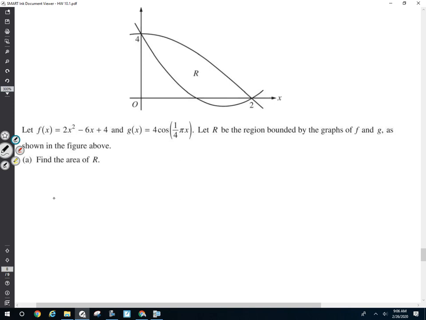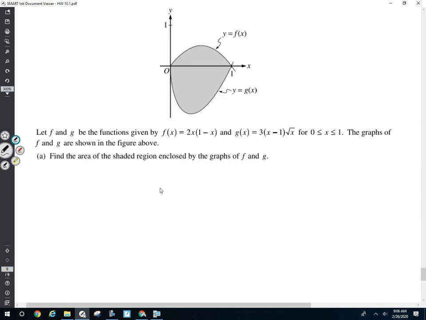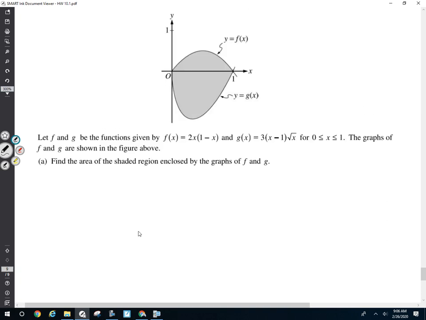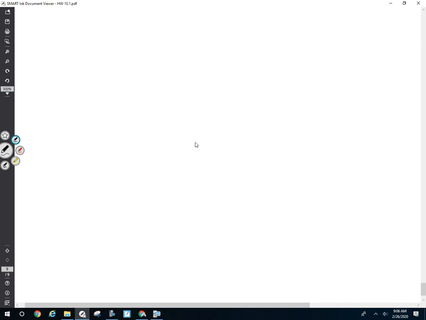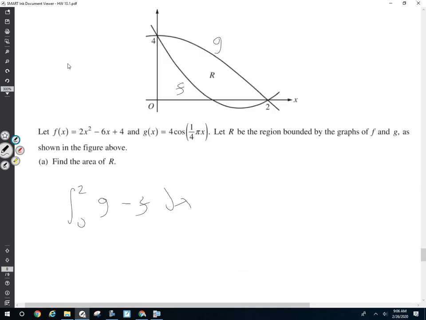This one is pretty easy. I see the intersections are at 0 and 2. So from 0 to 2, top minus the bottom. The cosine graph is on the top. This is G. This is F. So G minus F. Done. 0 to 1, easy. 0 to 1, top minus the bottom. If the functions are shown to you like this, like F is equal to that and G is equal to that, you can just write this and get a numerical answer. That's it. All right, so those last things were easy.